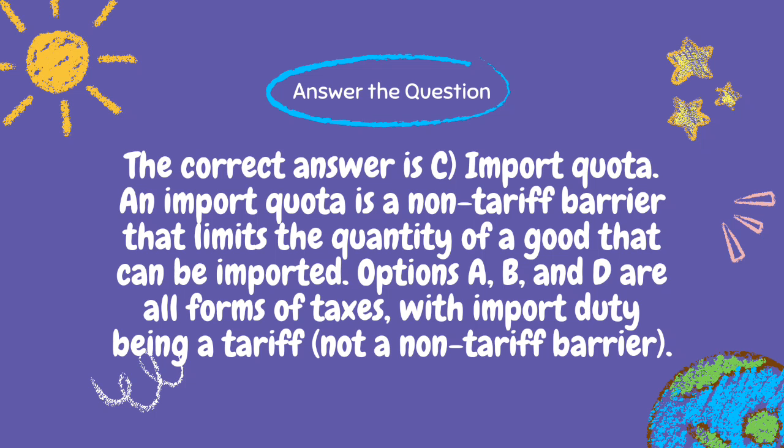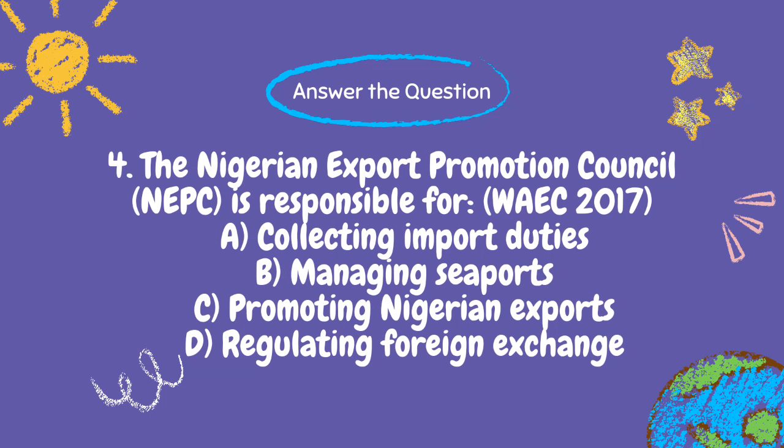Let me explain. An import quota is a non-tariff barrier that limits the quantity of a good that can be imported, while option A, option B, and option D are all forms of taxes, with import duty being a tariff, not a non-tariff barrier. Let us move on to number 4 question, which says that the Nigerian Export Promotion Council, that is NEPC, is responsible for what?